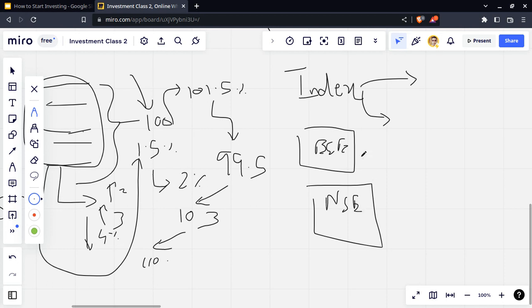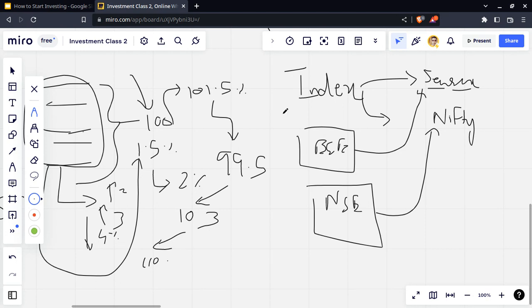BSE uses the index that is known as Sensex. Sensex means sensitivity index, and Sensex is the compilation of 30 companies. Similarly, NSE uses an index called Nifty. Nifty means National 50. It is a compilation of 50 companies. So this is what they call an index.